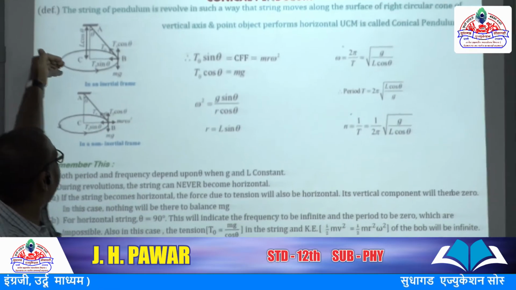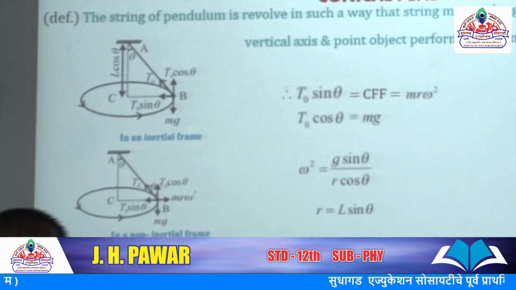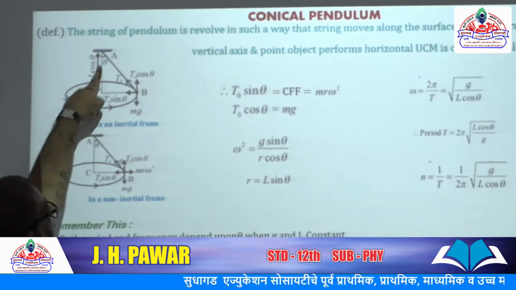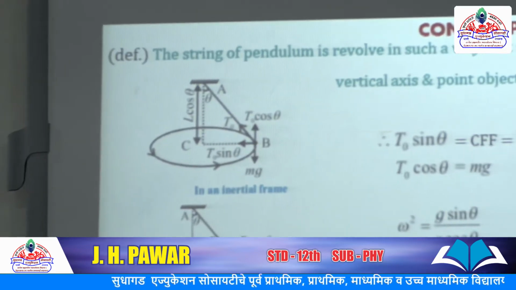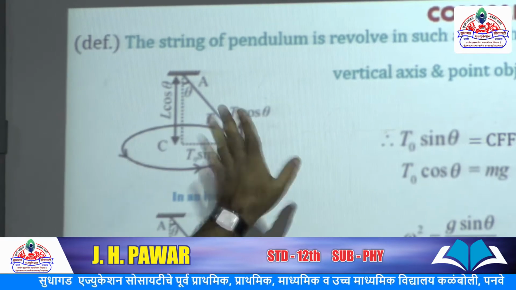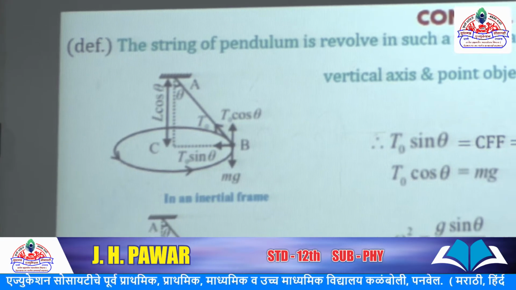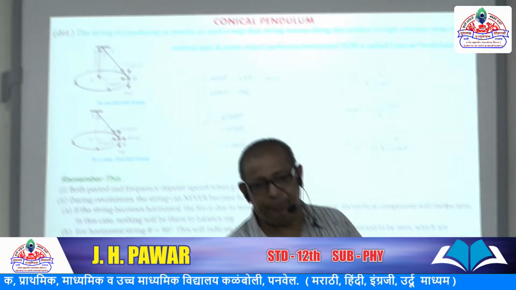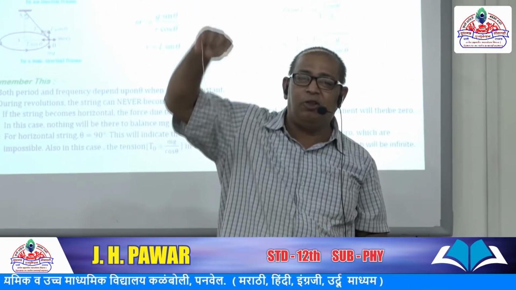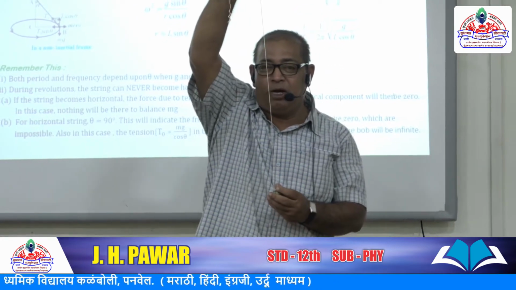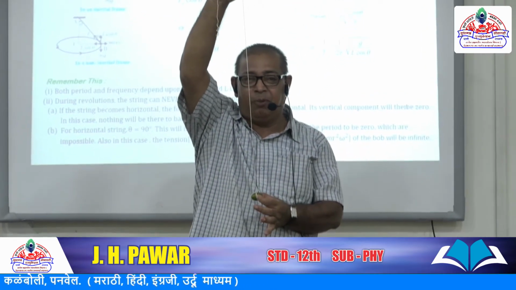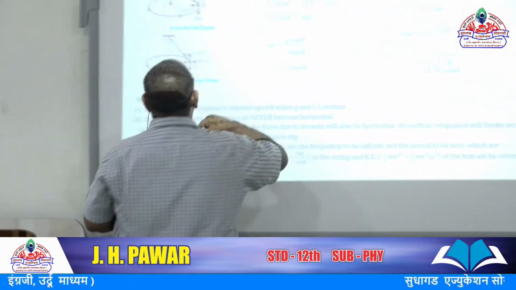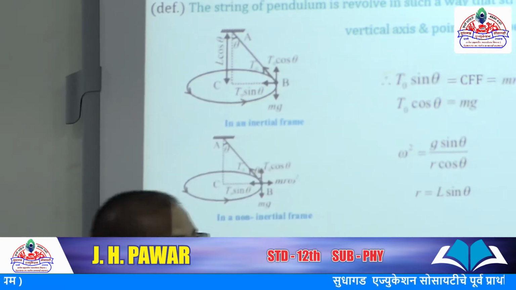Let us see this condition. The vertical section of the conical pendulum is shown in the figure. Here, in a displaced position, say at point B, M is the mass of the bob and L is the length of the pendulum. What is the length of the pendulum? It is the distance between the point of suspension and the center of gravity of the bob. This distance is called the length of the pendulum.